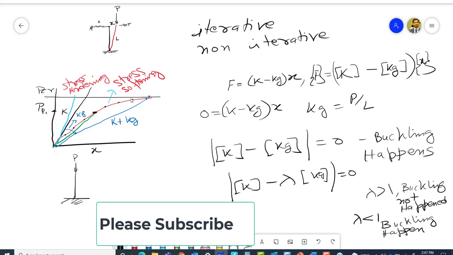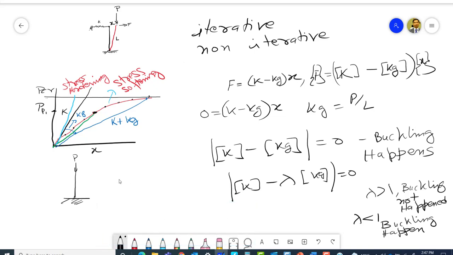So in the next video, we will see the syntax that we need to apply in STAAD to perform the P-delta analysis, both for the iterative and the non-iterative. And then we will just touch upon the different commands or procedures to perform the buckling analysis.